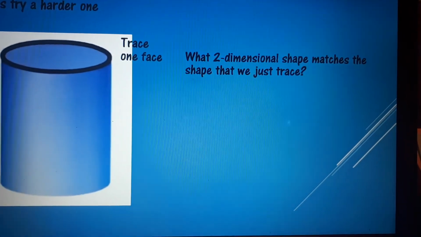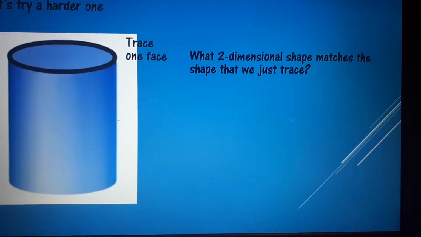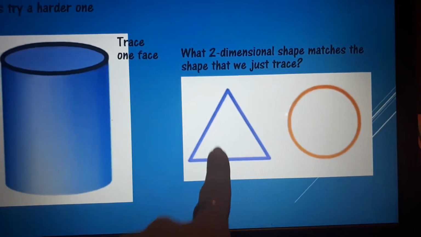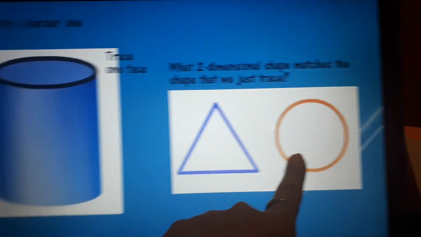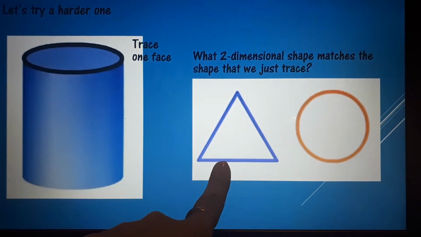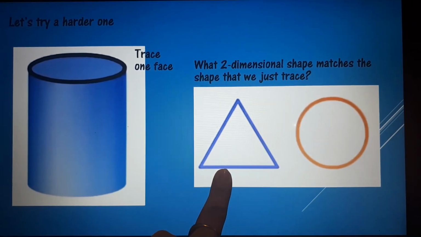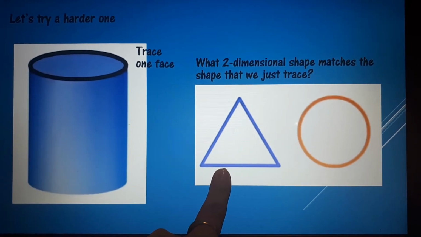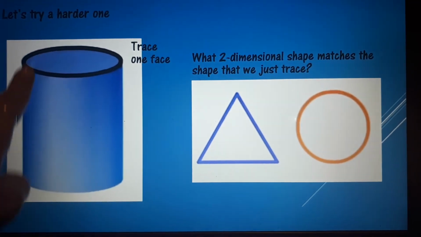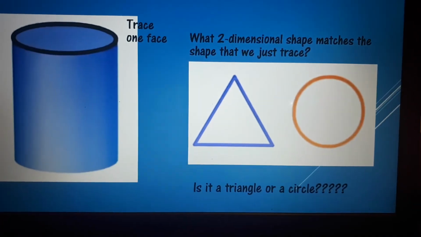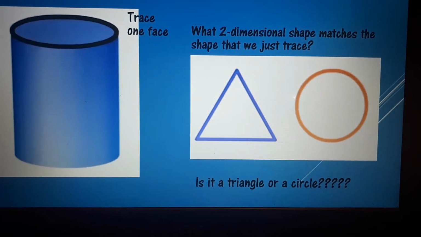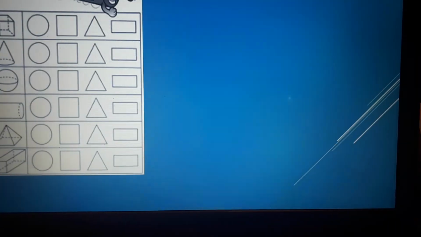What two-dimensional shape matches the shape that we just traced? Is it a triangle or circle? I think it's a triangle. What do you think? Of course, no, it's not a triangle. It's a circle. Yes, is it a triangle or a circle again? It's a circle. Great job.